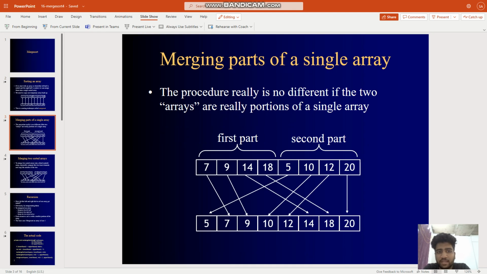Merging parts of a single array. The procedure is really no different if the two arrays are really portions of a single array. We took an array and divided it into two portions, first part and second part.